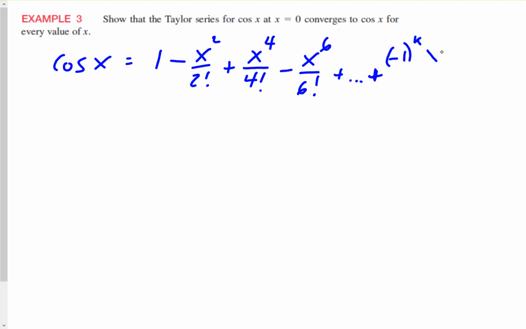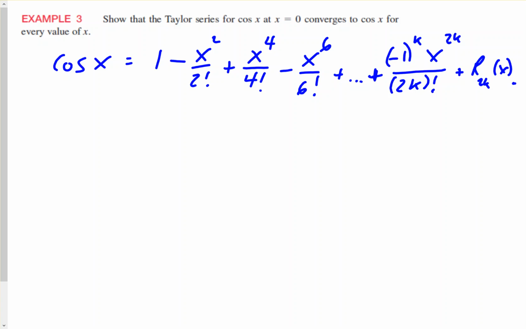and then we had all the even powers showed up because the odd powers turn into the signs, and those are the ones that became 0. So we have the even powers, so x to the 2k over 2k factorial plus, we'll say the remainder function of 2k.